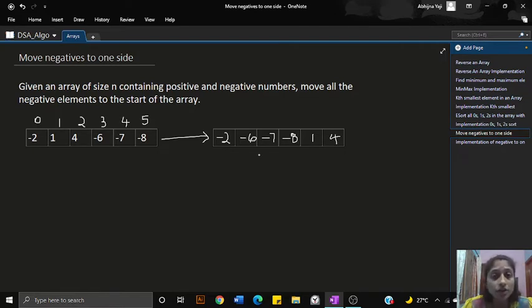Or you would have changed the order of the negatives and the positives. Like you could have written minus 2, minus 8, minus 7, minus 6, and then 4 and 1. Okay, so there are two ways to solve this problem.